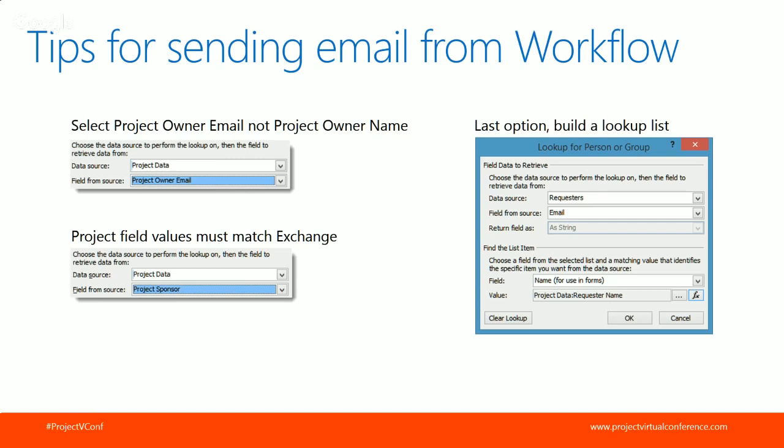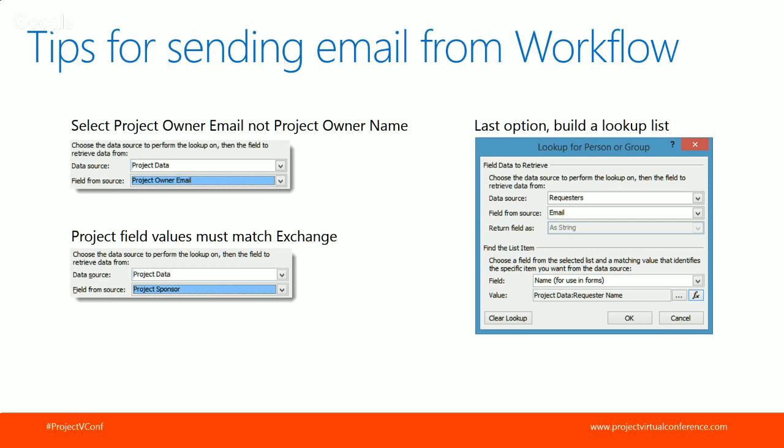Another common question we've had is how do you send email from workflow? And probably of all actions, this is the one we've struggled with the most. It just seems, going customer to customer, it works differently in every environment. So some of the best practices we found: if you're sending emails to the project owner, notice in the project data, you're able to get the project owner email. Use that. Don't try to use the project owner name, which is another field that's available. So use the project owner email when you're sending to them.